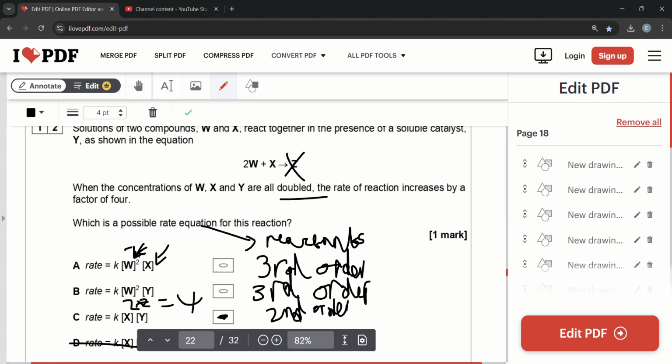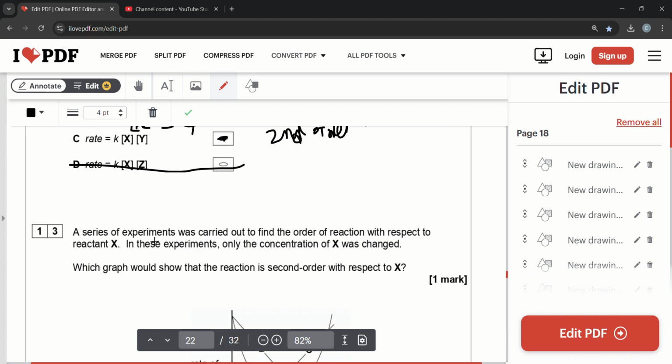Whereas in this case, it's 2 squared times 2. And that will give me 4 times 2, which is 8. So the rate of reaction increased by a factor of 8. But it tells us in the question it increased by a factor of 4. Therefore, C is the correct answer.